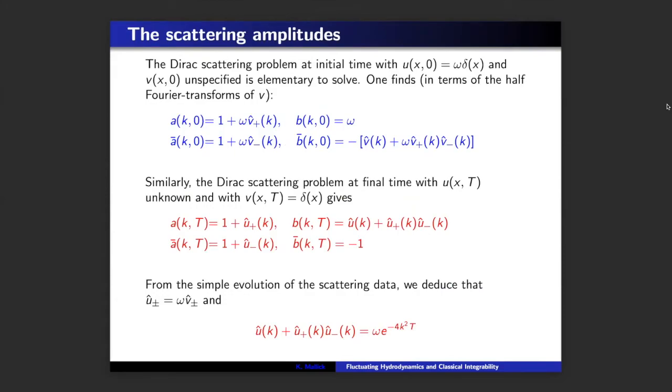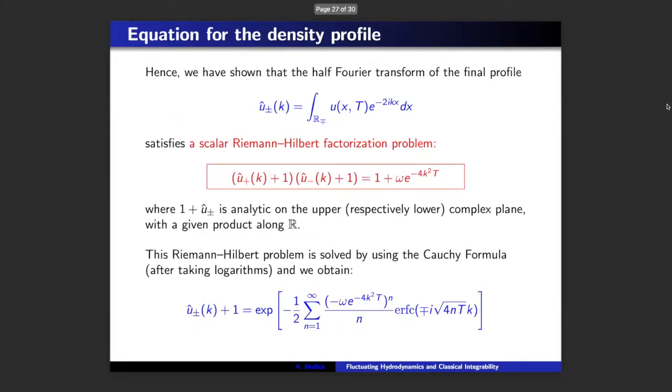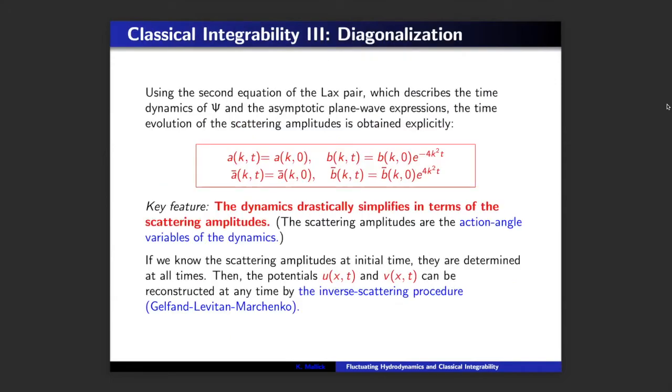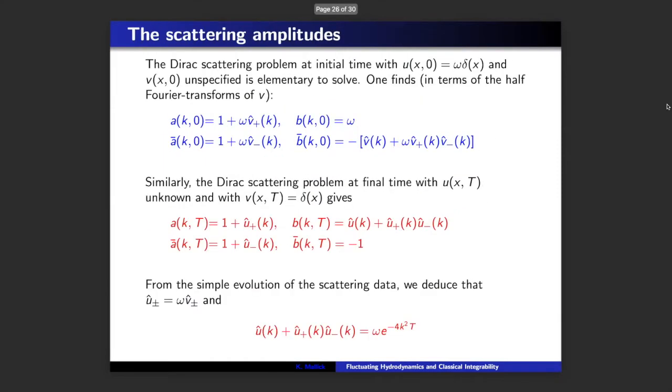You can calculate the scattering data at final time. You can calculate the scattering data at initial time, and everything is expressed in terms of the Fourier transforms, in fact, half Fourier transforms, Fourier-Laplace transforms, these are details, of your unknown functions U and V. And when you match them by using the trivial evolution equations of the scattering data, by matching the values at 0 and at capital T, you can get a closed equation for the U function.